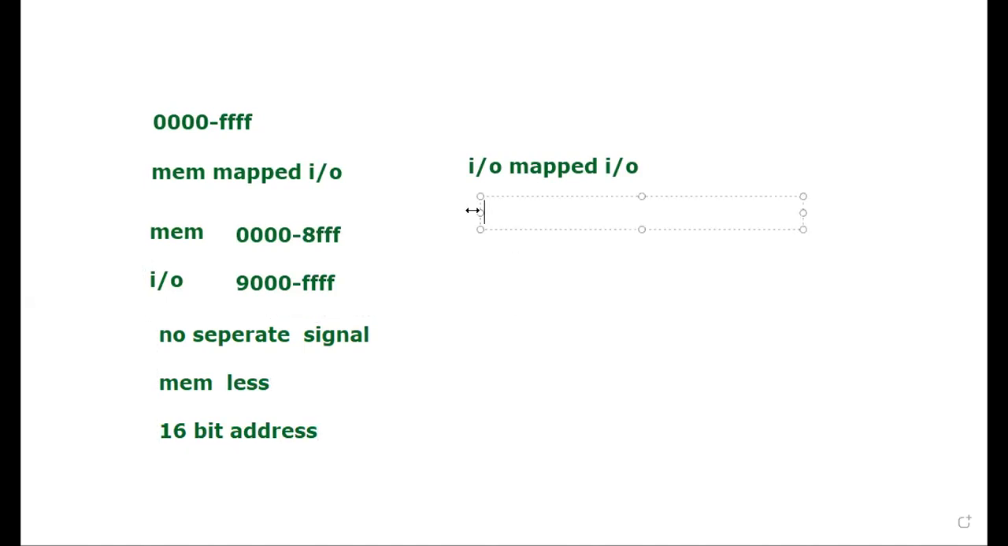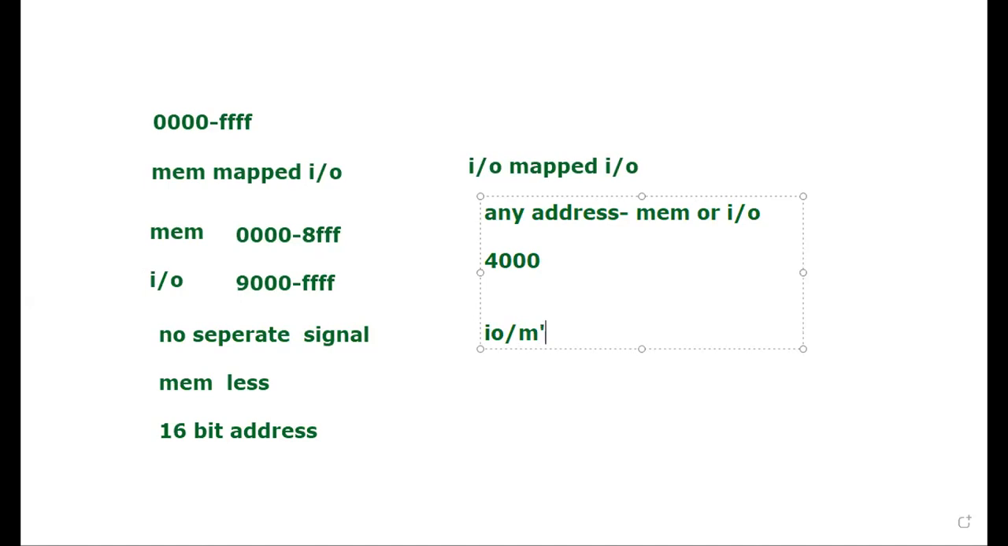In IO mapped IO, any address can be for the memory or for the IO devices. So for example, 4000 is an address, it can be for memory and it can also be for IO devices. Then how will you come to know whether it is for the memory or for the input output devices? You need a separate signal called IOM bar. If IOM bar is high, then your signal is for the input output devices. And IOM bar low means it will be a memory operation. So if IOM bar is low, then it is for the memory.